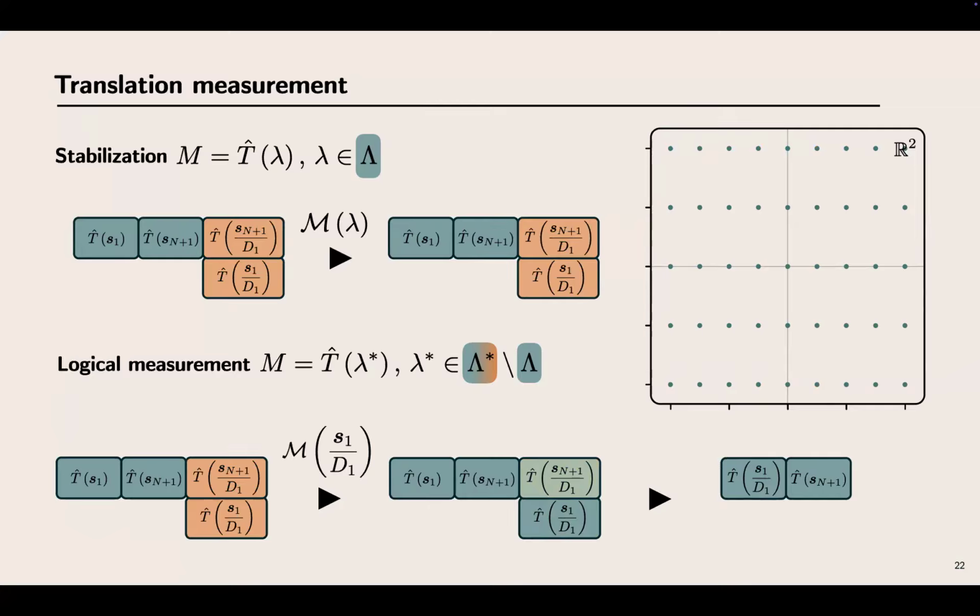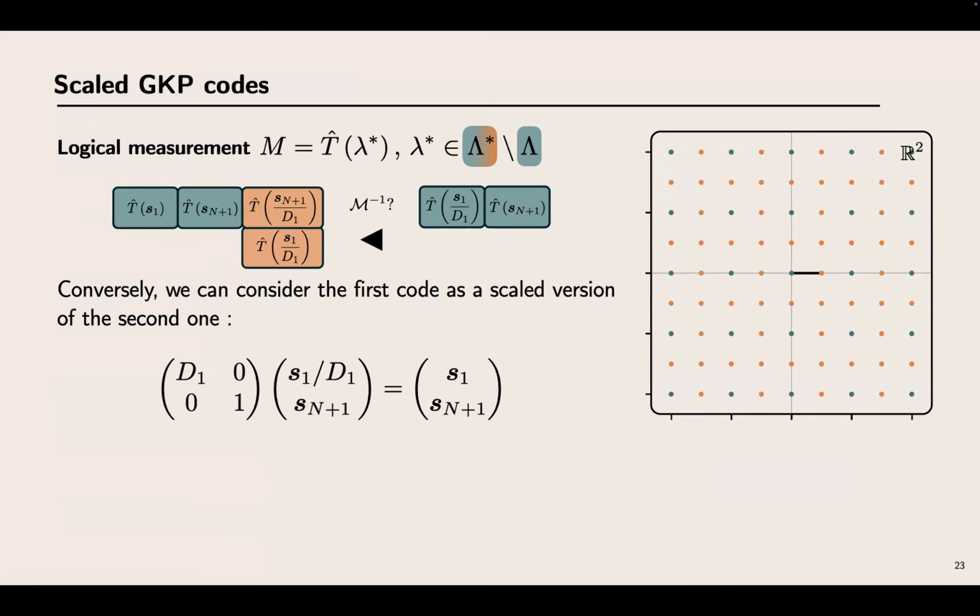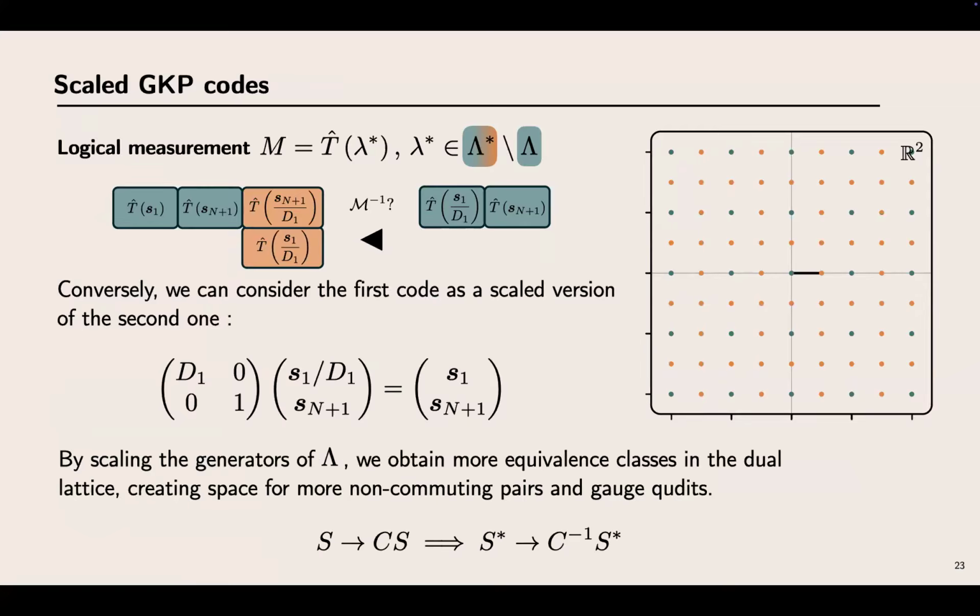Okay. So to understand a little bit more this destabilizer formalism for GKP codes, we need to understand how to go back, right? And so how do we go back in these stabilizers? We need to scale up the lattice. Okay. So if I take the stabilizer on the right and I apply this scaling matrix, I can find back the stabilizer of the first code. And so by scaling the first vectors, I can create more space for logical operators and create more space for these gauge qubits for GKP codes.